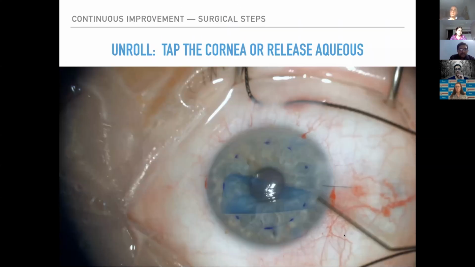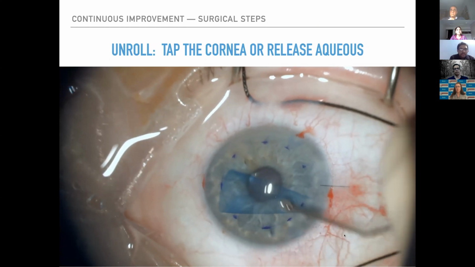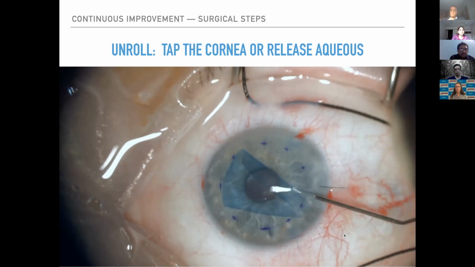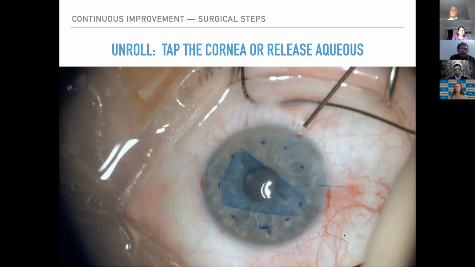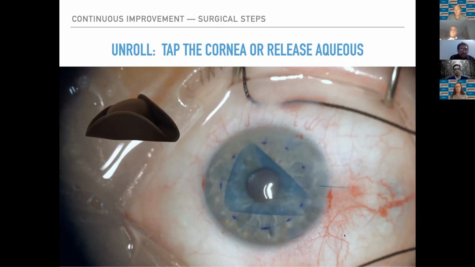However, you can release aqueous, okay? So here I'm injecting through a paracentesis and then going through my main wound, and you see the egress of fluid through the main wound causes the graft to open a little bit, like a bouquet of flowers that you can then tap to further open. And there I'm trying to get that hat formation.